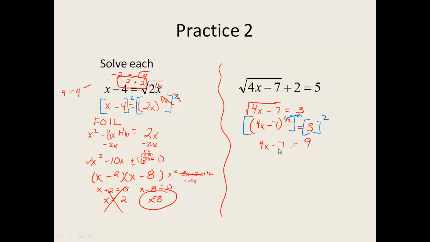Now I've got a basic algebra problem. I'm going to add 7 to both sides, get 4x equals 16, divide by 4, and I get x equals 4. I need to go back and check it. So I'm going to end up with the square root of 16 minus 7, which is 9, plus 2, square root of 9 is 3, 3 plus 2 gives me a 5, which is what I wanted. So we get to keep this answer of 4.